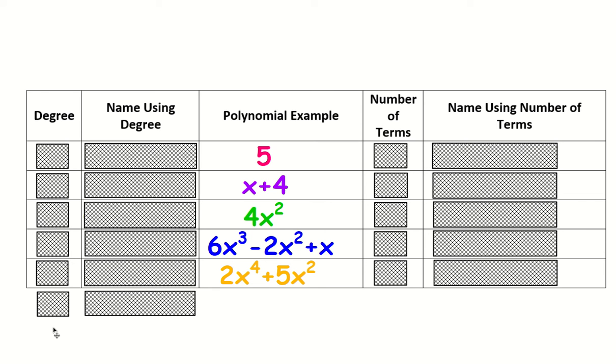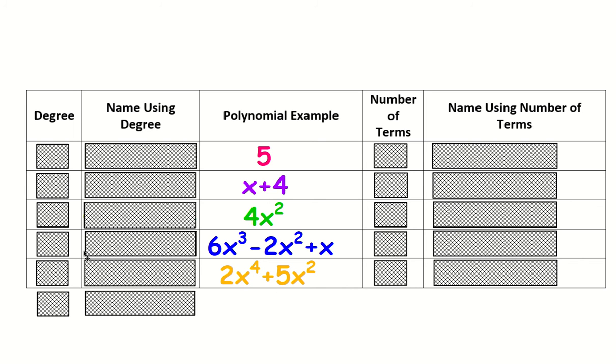Now we're just going to fill out this table. I got some other vocabulary words that you probably actually recognize. A lot of these vocabulary words, it's a lot of vocabulary, but a lot of it you've probably heard before. So take a look at all of these polynomial examples. First, let's fill out the degree. What's the degree of this? What's the degree of x plus 4? What's the degree of 4x squared? And so on and so forth.